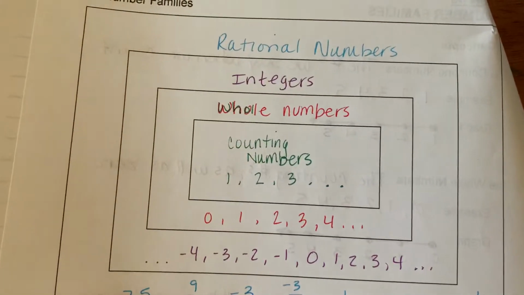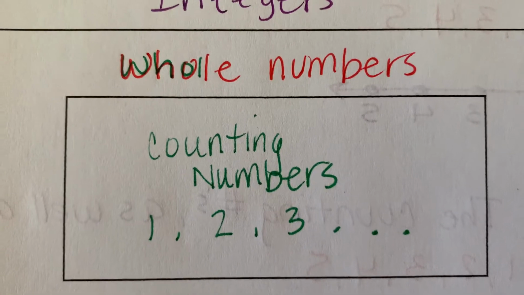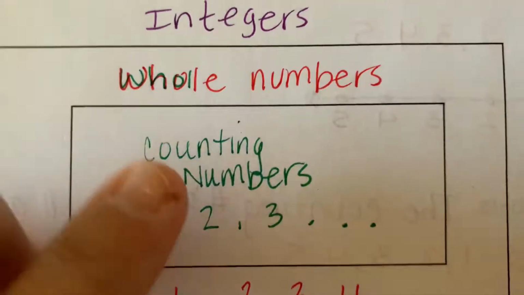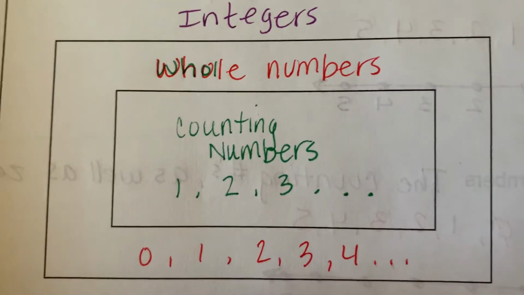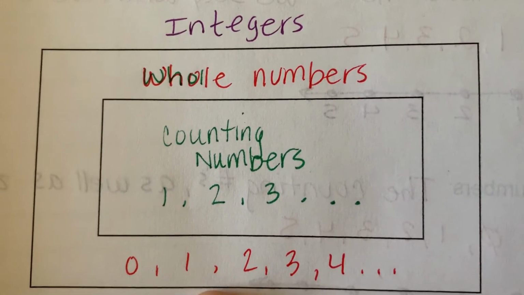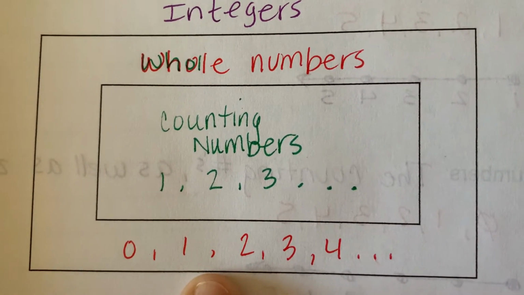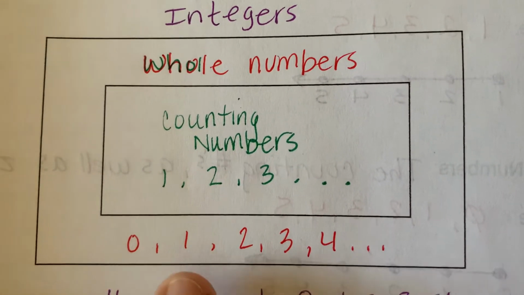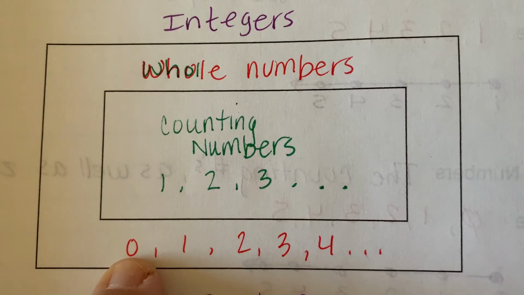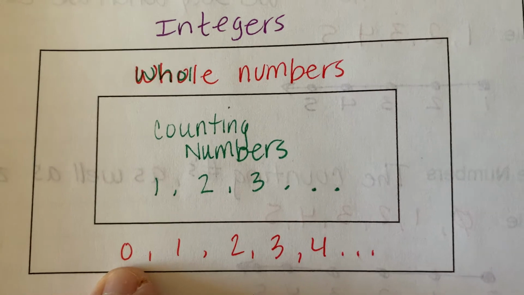Okay, so let's take a look at this inclusion here. So we'll start here in the middle. So we start with counting numbers. Counting numbers, 1, 2, 3, 4, 5, are also whole numbers. So if I said, are all counting numbers whole numbers, you'd say, yeah. If I said, are all whole numbers counting numbers? No, because 0 is a whole number.